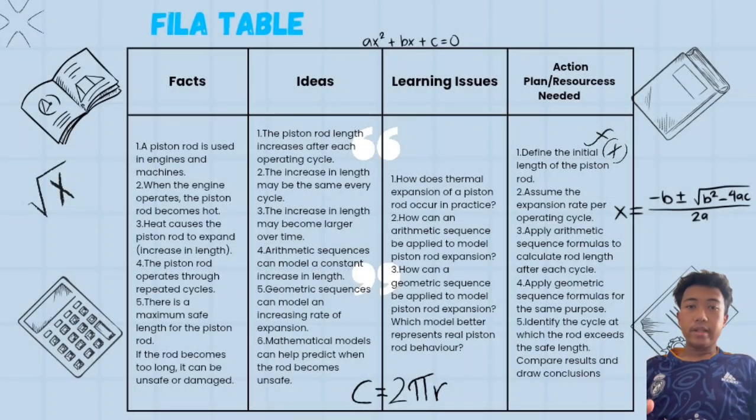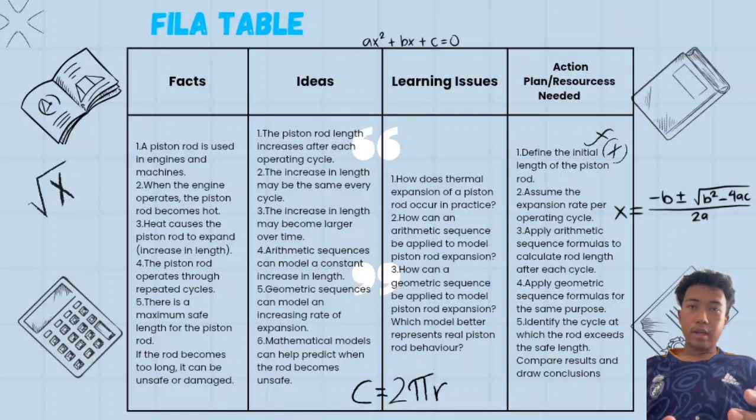Now, I will explain each figure and table which connect to a real engineering situation. I will make it simple. A piston rod in an engine is linked with mathematical concepts such as arithmetic and geometric sequences. The first column is the facts. Here are the facts you need to know. A piston rod is used in engines and machines.